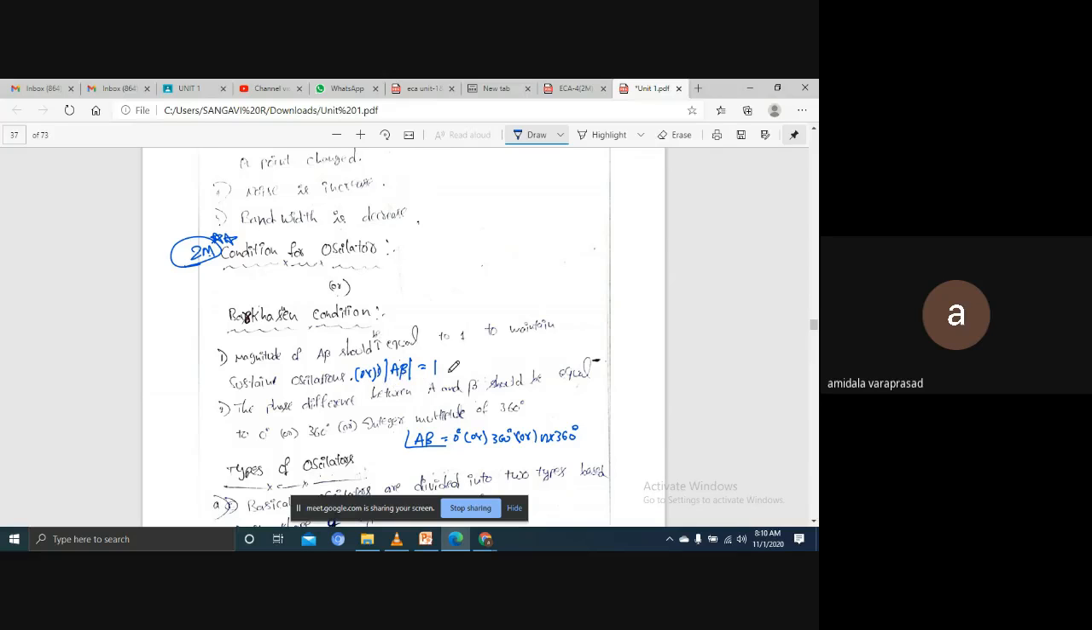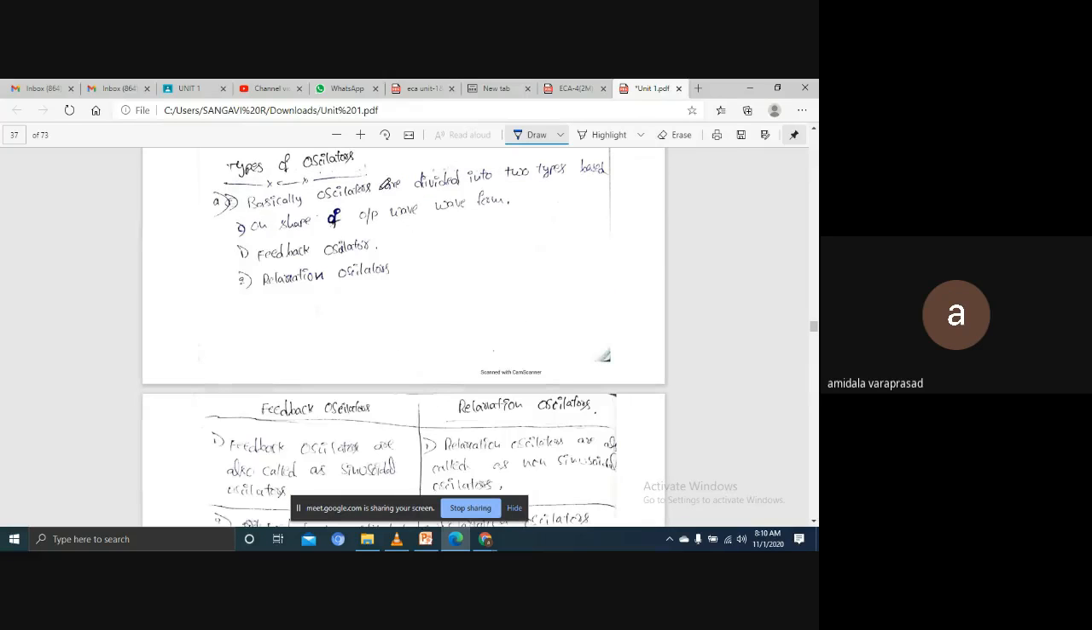A beta is equal to 1, and the angle or the phase between A and beta should be 0 degree or 360 degree, or an integer multiple of 360 degree. Now, types of oscillators. Basically, oscillators are divided into two types, based on shape of output waveform: feedback oscillator and relaxation oscillator.